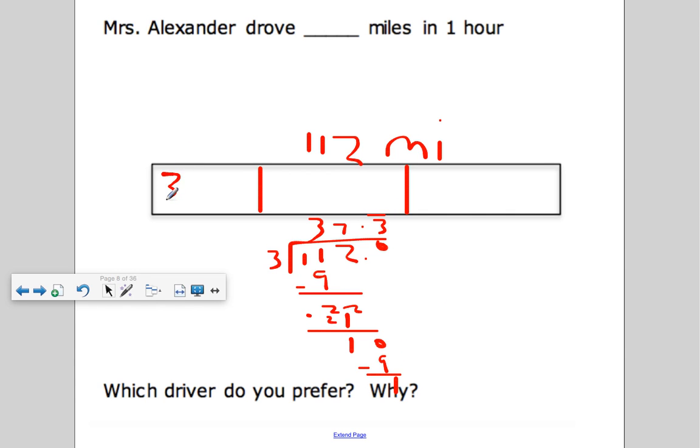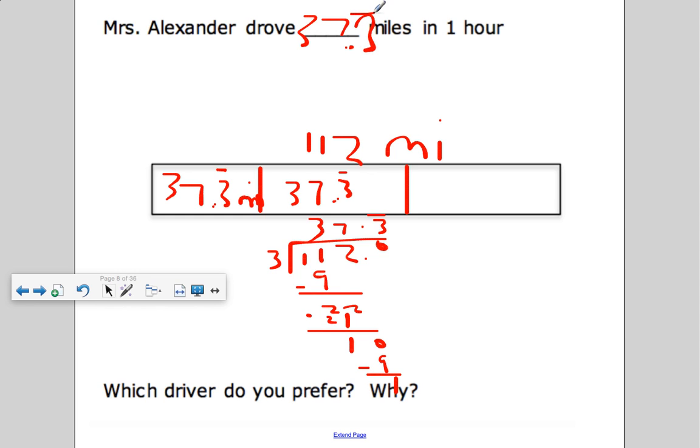So Mrs. Alexander drives 37 and you see the 3 repeating miles each hour. So we'll just estimate about 37 miles each hour. Oh my God, that is really slow. That's 37 miles per hour. 37 miles each hour, or 37.3 with the repeating bar.